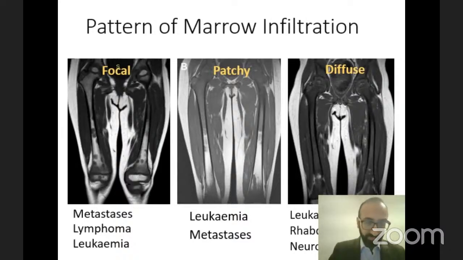So the image on the left is a focal pattern of involvement, and you can see it's multifocal because you've got many nicely well-defined lesions throughout the femora on either side, and they're areas of low signal. They're certainly comparable to muscle, if not lower.